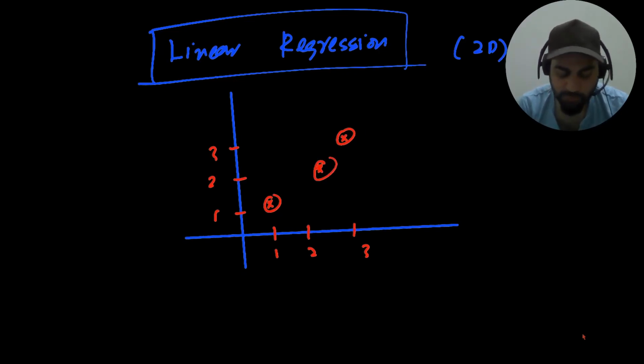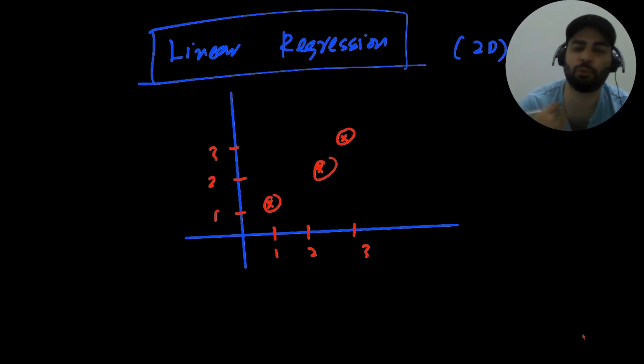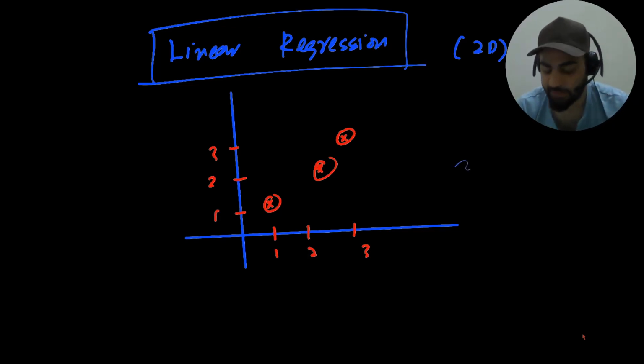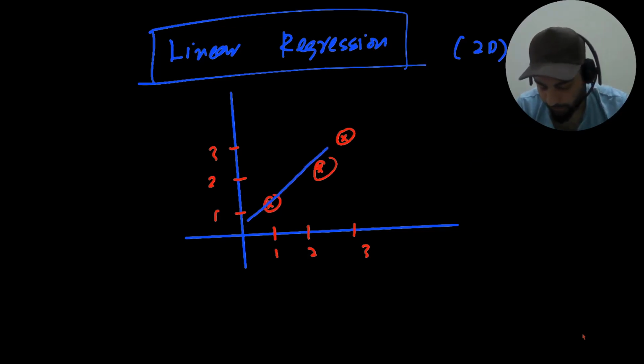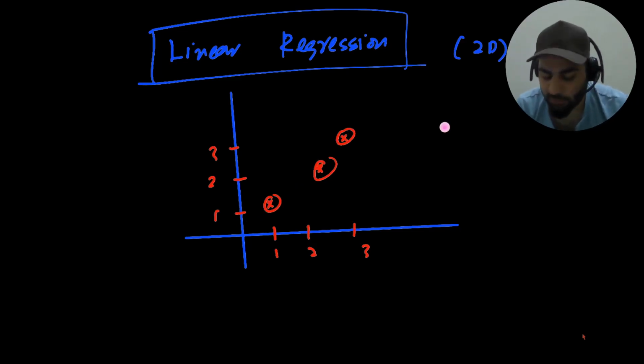Okay, so as you see, these 3 points are non-collinear. Non-collinear basically means that they don't lie on the same line. Collinear means they lie on the same line. So these 3 points are non-collinear. You can pass one line through these 2 points, but this point is left out. So what we try to do is fit the best line. This is called curve fitting.